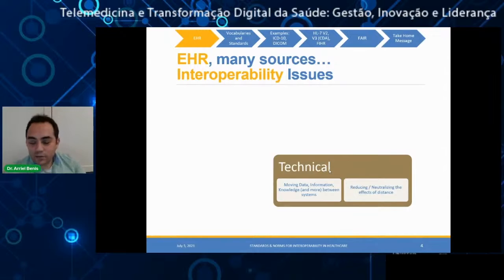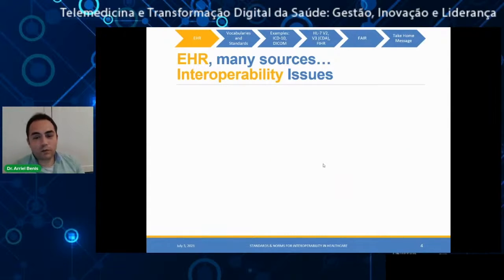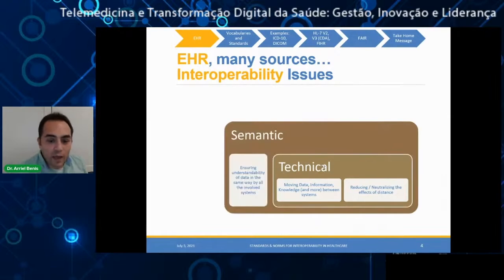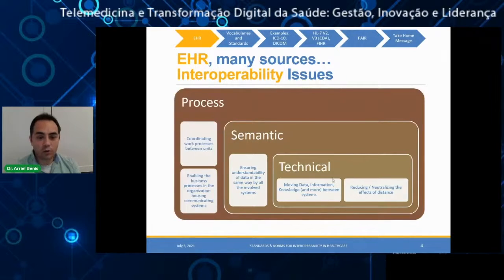So it's at this time something not real, but when we are going to work on interoperability from the technical perspectives on the EHR, we can think for the next years or decades of this kind of interoperability. More, we have issues regarding semantics, meaning that we need an understandability between systems, having the same standards, the same language for allowing exchange and integration of data, and more, the processes.